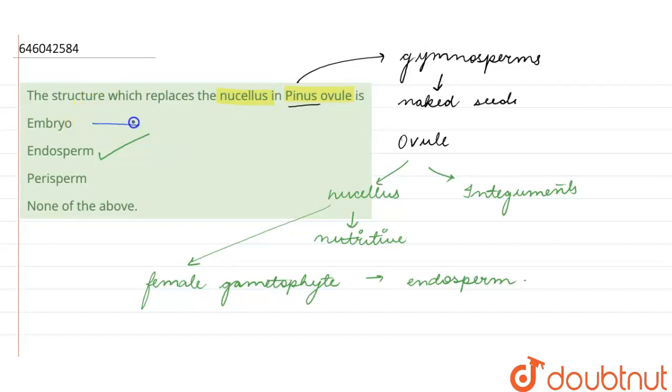Embryo formation takes place after fertilization of male and female gametes, so this is not our answer. Then endosperm is our correct answer.